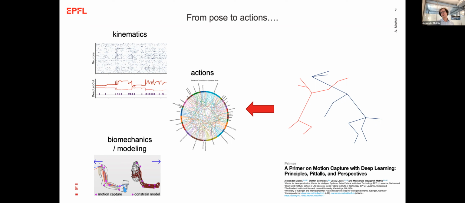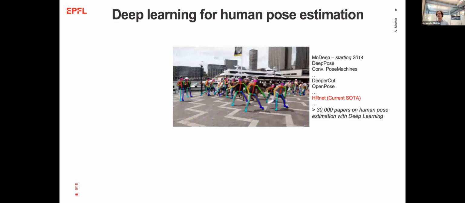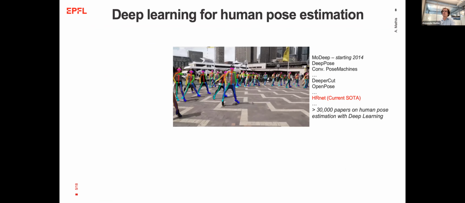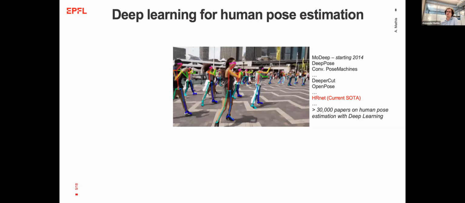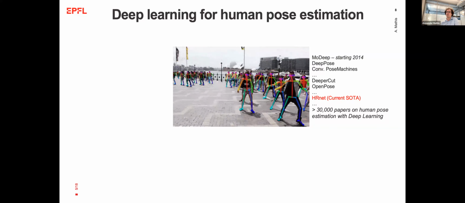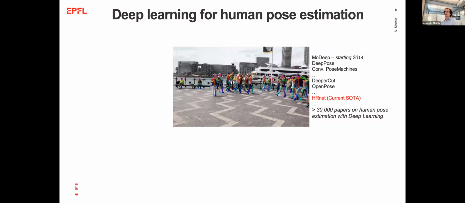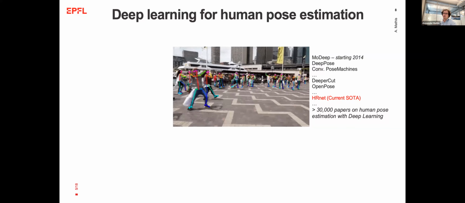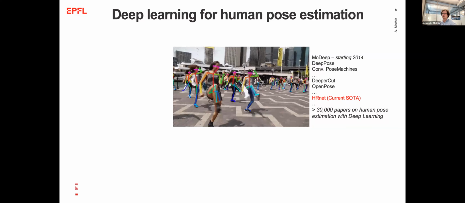And I think the field of pose estimation has really changed with the arrival of deep learning in this recent AI wave. Essentially the first paper that applied deep learning to pose estimation is a paper called DeepPose that came out now 8 years ago. And then over the course of the next few years, there are literally thousands of papers. I recently checked, there are more than 30,000 papers that do human pose estimation with deep learning.